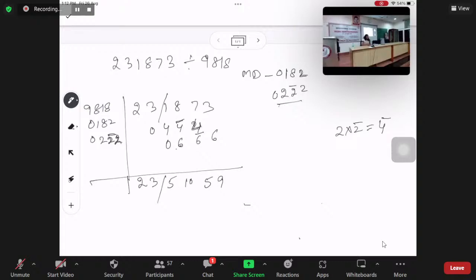And 4 plus 1 is 5. But again, we want 4-digit number. It is 5. So this 1 can be treated as a carryover. So this is 9506. So this is your quotient. This is your remainder. We are getting the same answer.